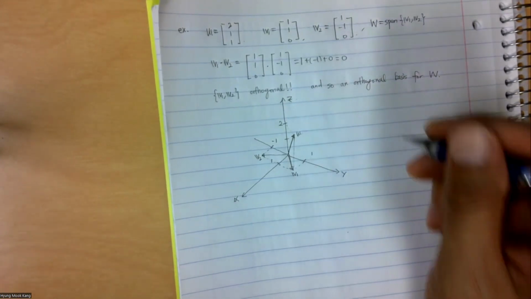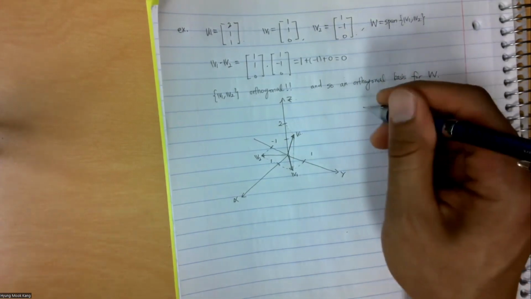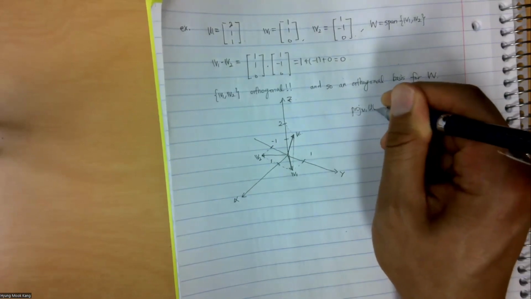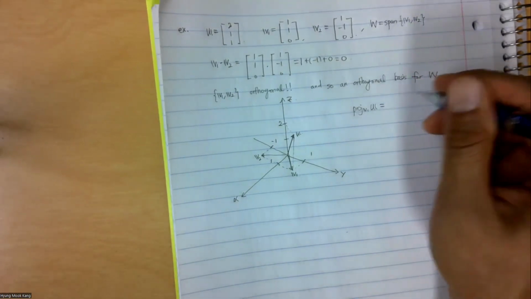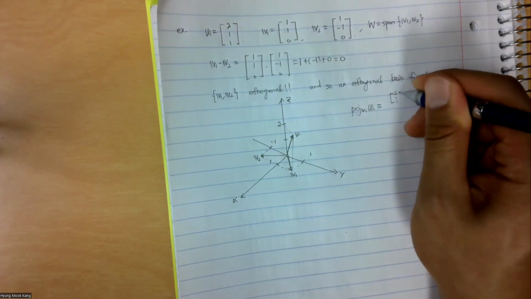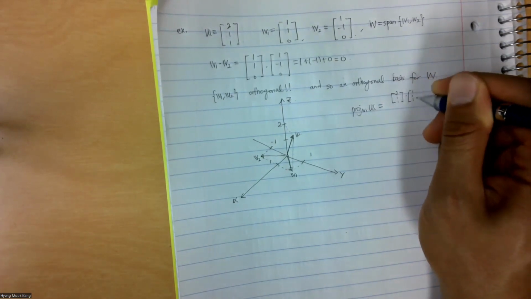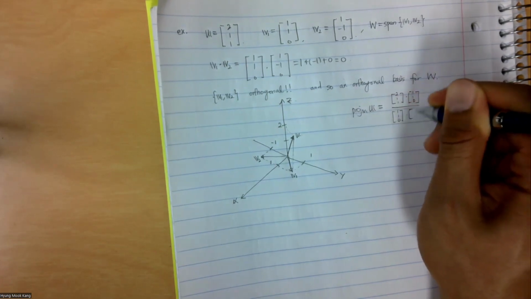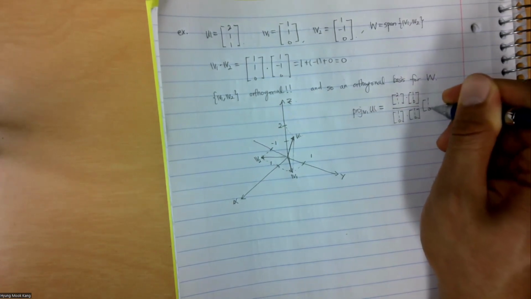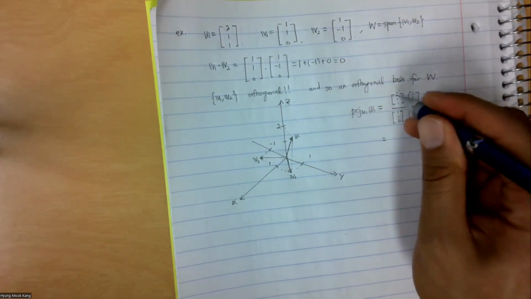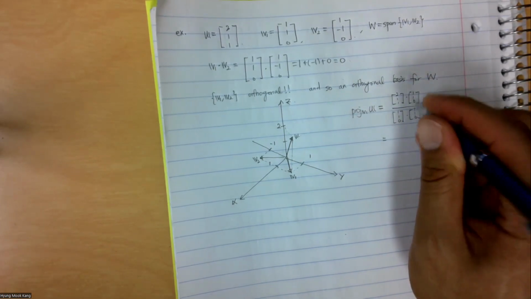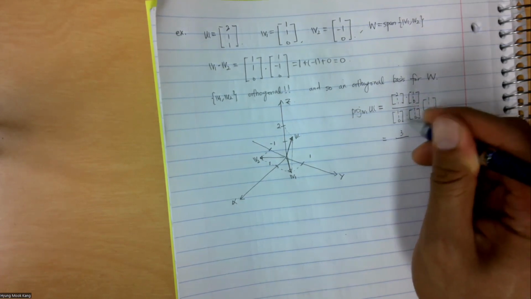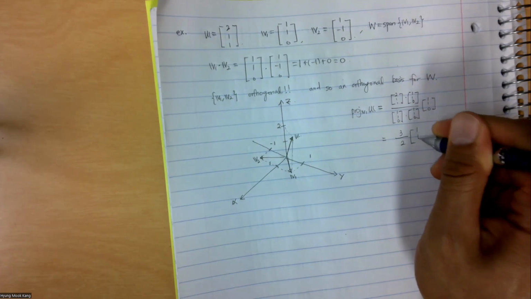The projection of u onto v1, by definition, is u inner product v1 over v1 inner product v1, times v1. So (2, 1, 1) dot (1, 1, 0) is 2 plus 1 plus 0, which is 3, and v1 dot v1 is 1 plus 1 plus 0, which is 2. So we get 3 over 2 times (1, 1, 0).